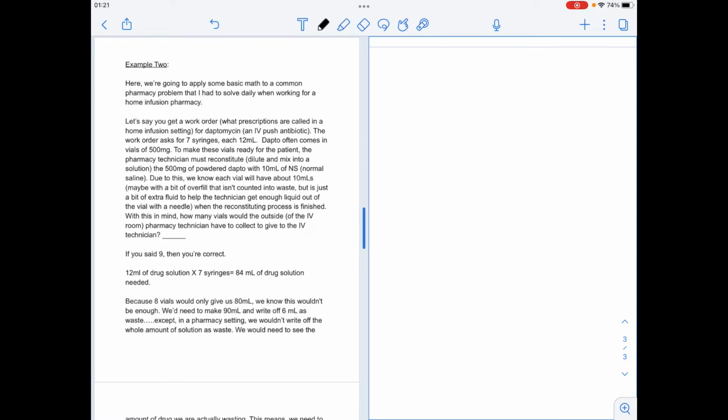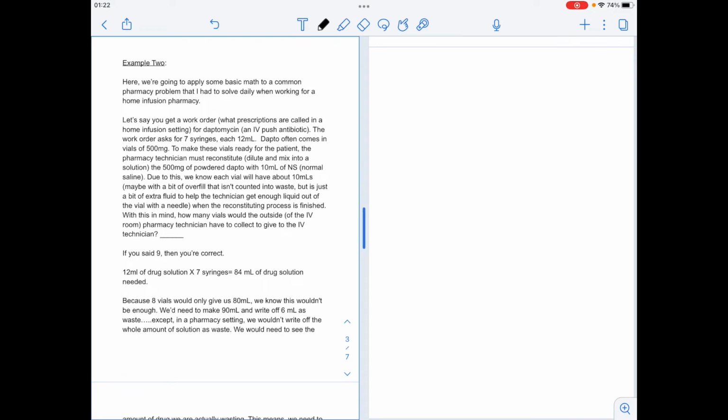Let's say you get a work order. So work orders are what prescriptions are called in the home infusion setting. We'll learn later throughout the class that depending on the setting you're working in, prescriptions might be called slightly different things. This work order is for daptomycin, which is an IV push antibiotic. The work order asks for 7 syringes, each 12 milliliters. So here I'm just going to highlight that just because we're going to need to know that later. So 7 syringes, each 12 milliliters.